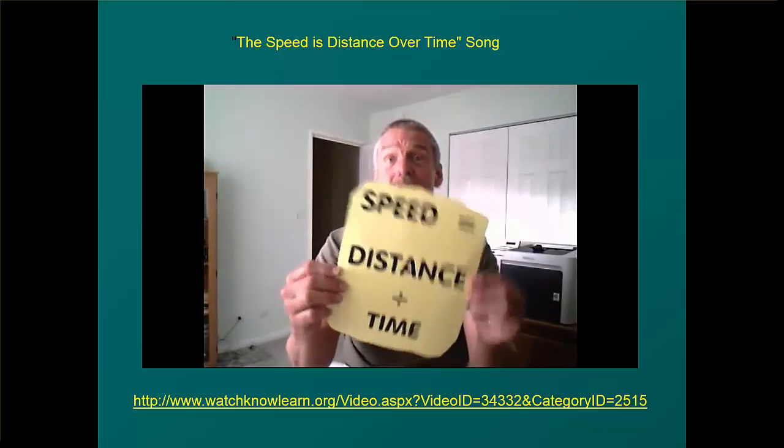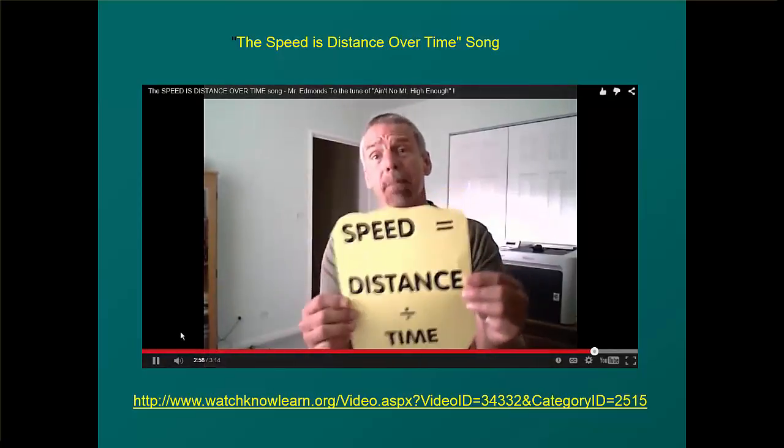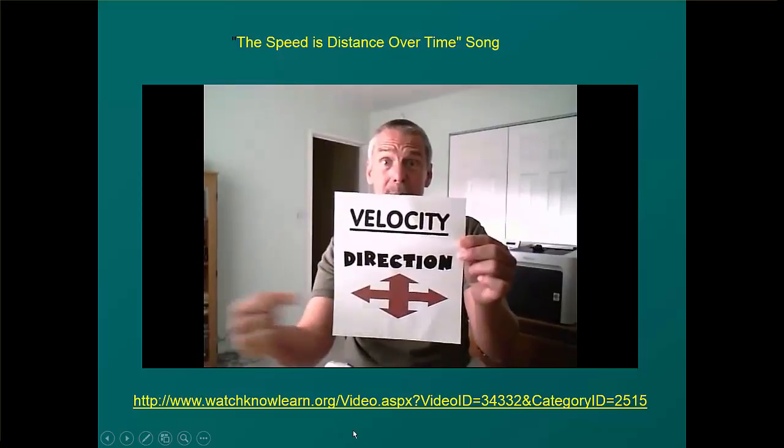Speed is distance over time. Meters per second's an example so fine. Velocity small cause there's direction implied. Speed is distance over time.